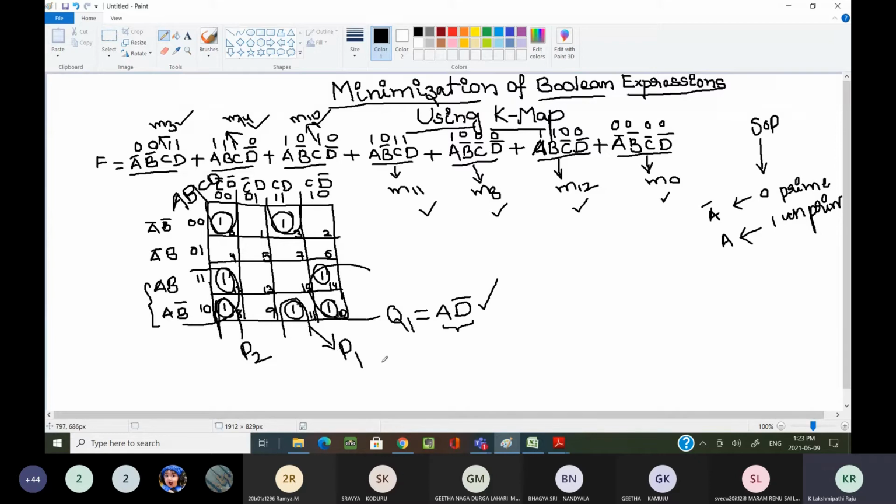Now if I simplify this pair, what is the answer we are going to get? If you simplify pair 1, what are you going to get? B bar, C bar, D bar. What are we going to get if I simplify pair 1?